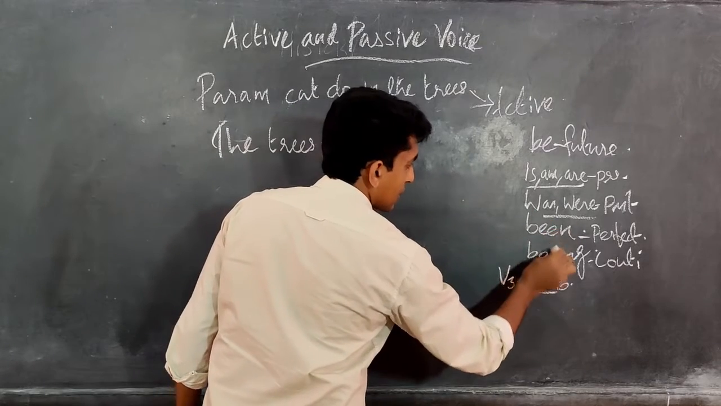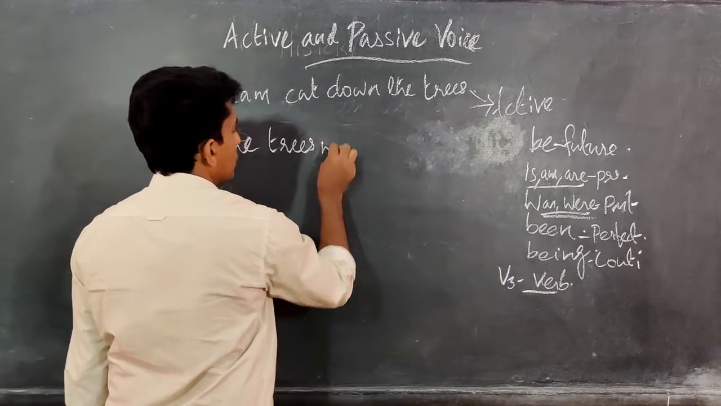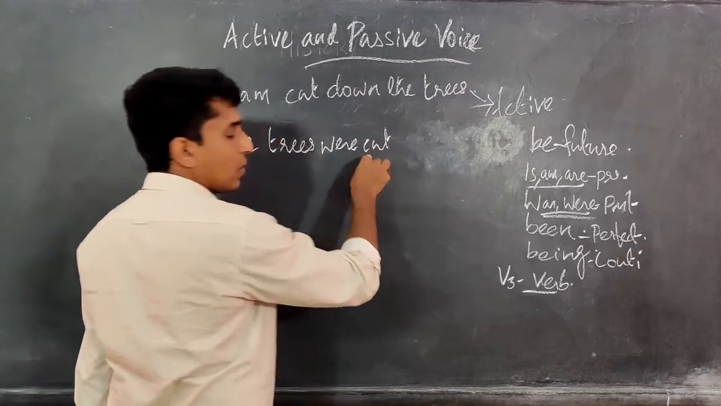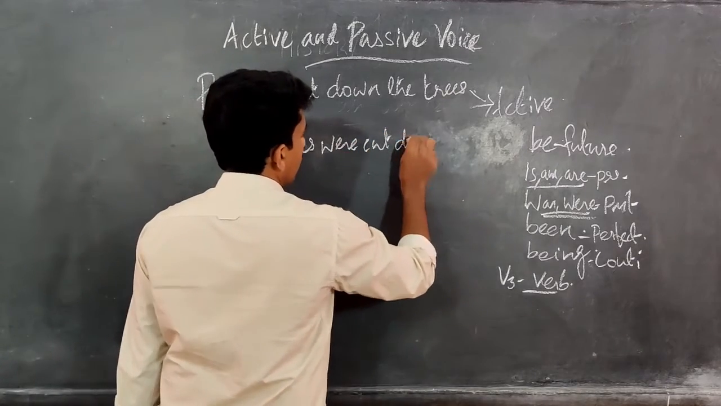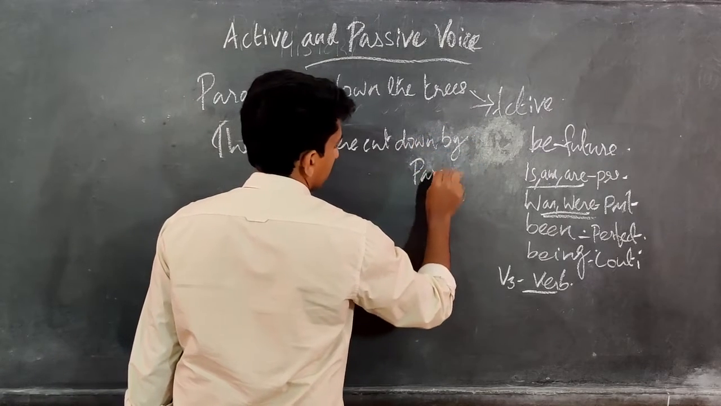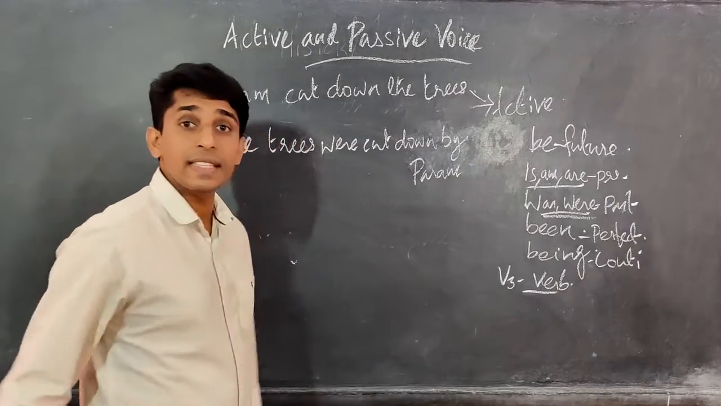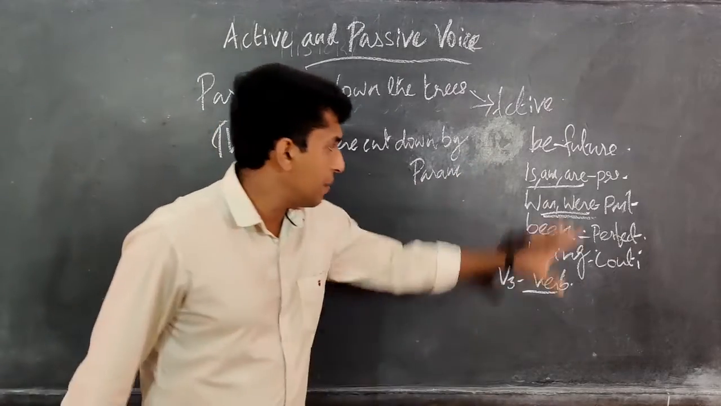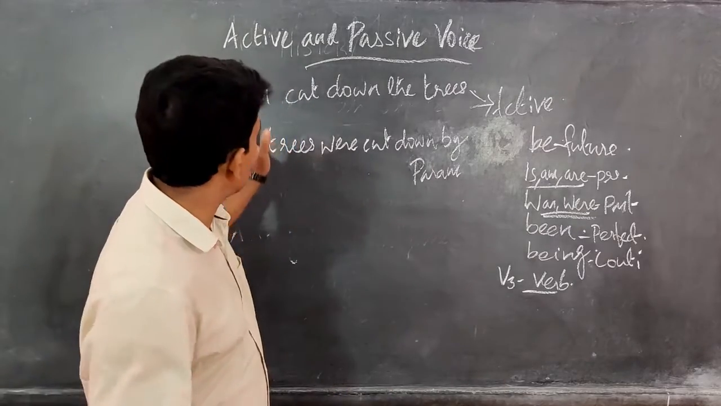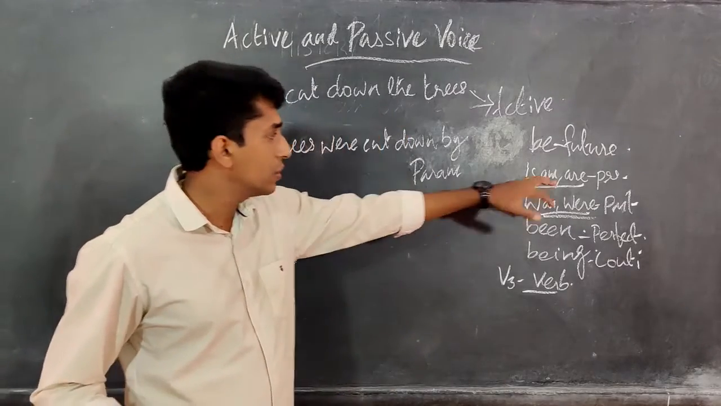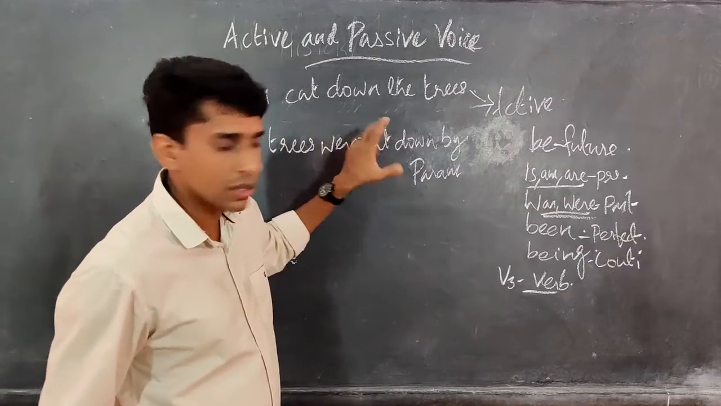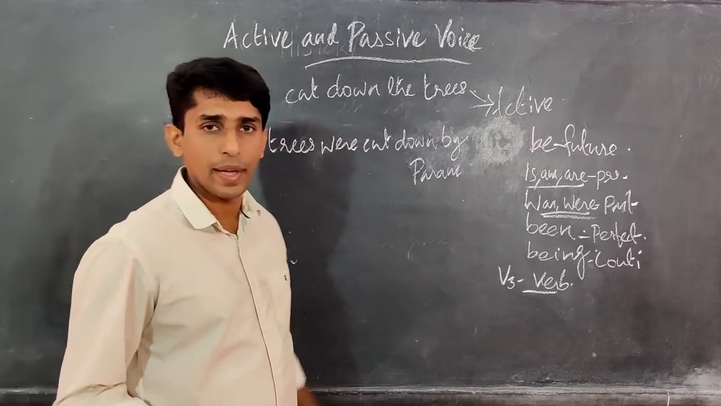The trees is plural. The past form for plural is was or were. Was cannot be used because it is plural. So were cut down. Cut down itself is V3. Were cut down by Param. This is how we change a sentence to passive voice. We will not see every tense today because in this standard we will not see them. For present tense, use is or are. Usually we get past tense, then we have to use was or were.